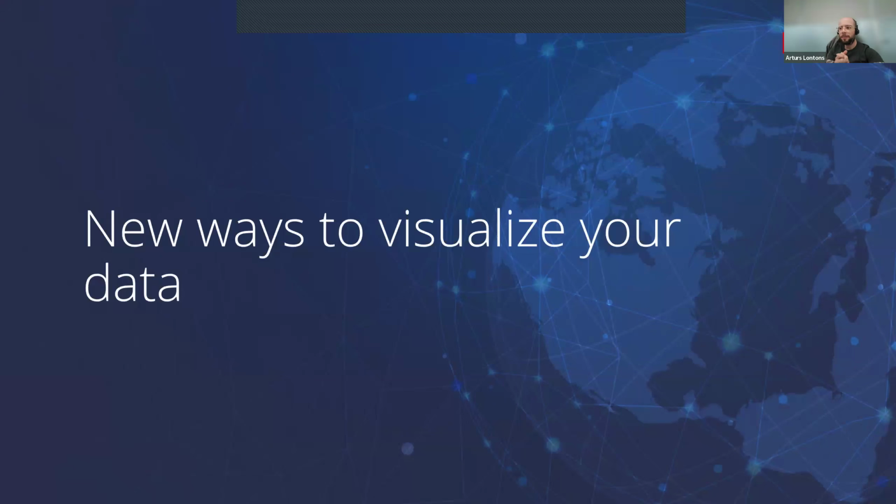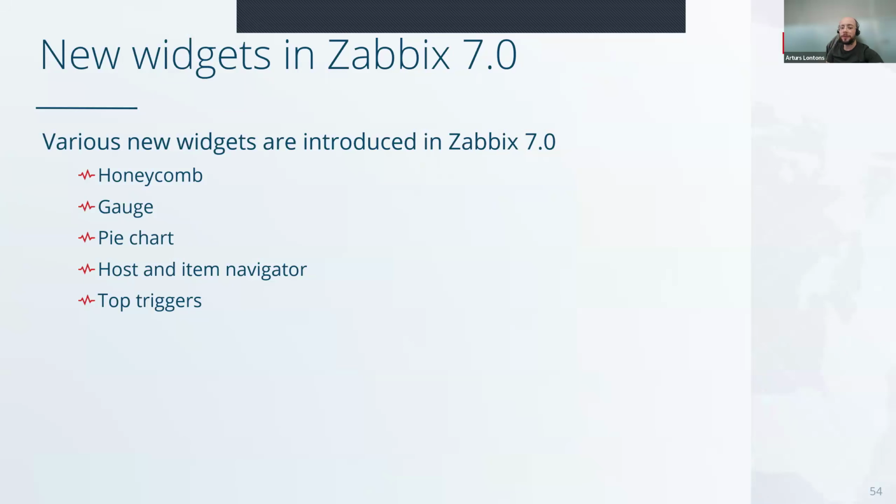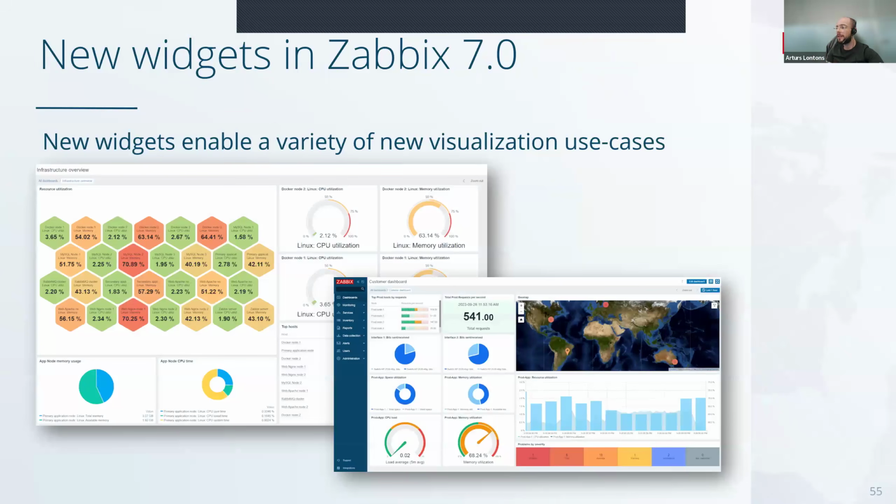Next up, the really fun part, new ways to visualize your data. So we've done great things with visualization. We've introduced various new widgets, such as honeycomb, gauge, pie chart, host and item navigators, top triggers, and so on. And this enables various new use cases. Here you can see some examples of dashboards that you can configure. The widgets pretty much are self-explanatory.